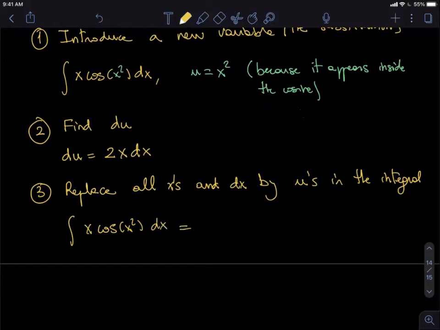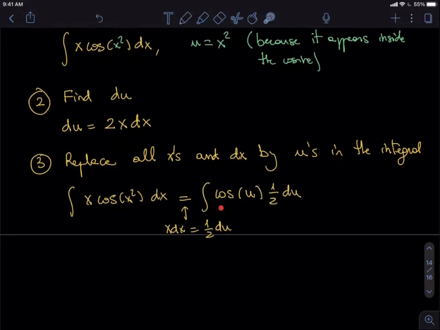So here, x dx is 1/2 of du. So we have here cosine of u, because x squared is u, times x dx, which is 1/2 of du. And here we know we are done because when we look at the right hand side, there are no x's left. If there is any x left, you are not done. You have to keep going.